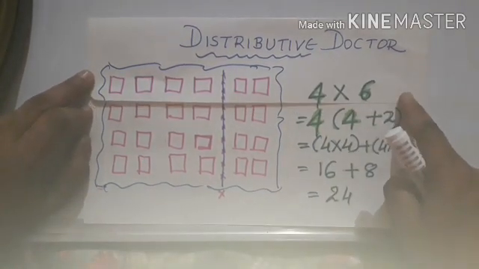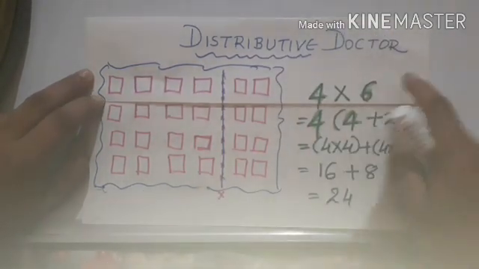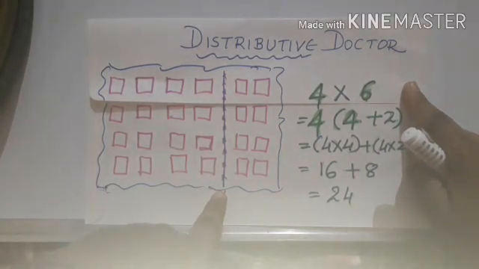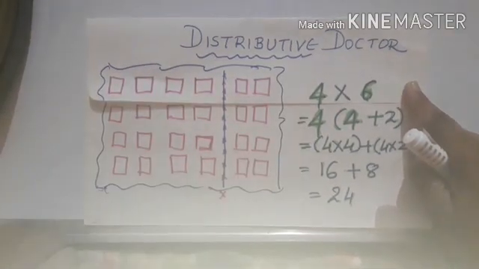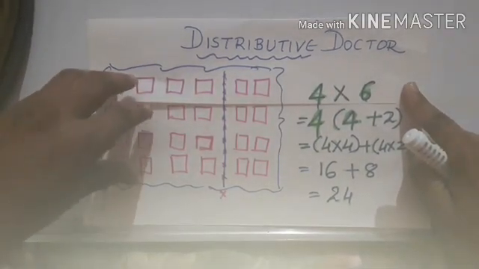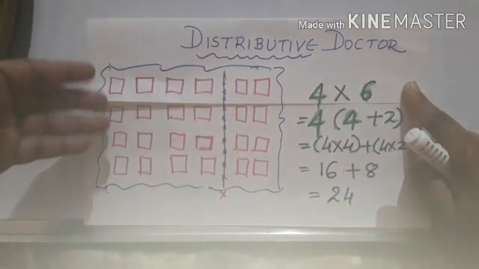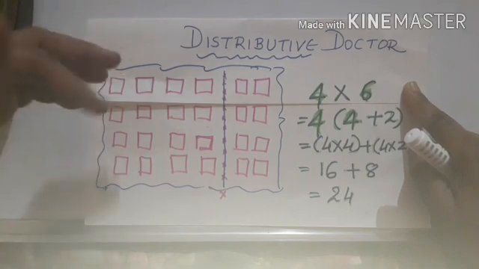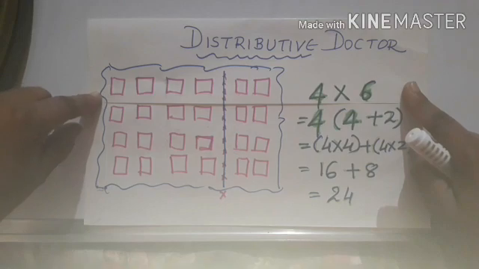Suppose you have to multiply any two numbers, then you have to break the number in such a way that the product of each part becomes easier for you. Though here smaller numbers are given, you can think of larger numbers, and you will see that the distributive doctor really helps us. Now how do you apply this rule?